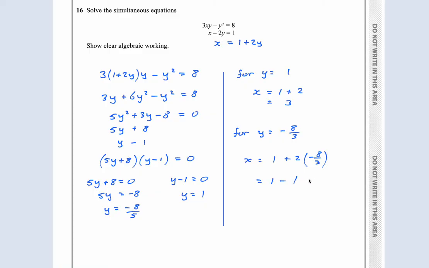1 minus 16 over 3. Sorry, it's 5. What am I doing? Y equals minus 8 over 5. Okay. X equals 1 plus 2 times minus 8 over 5, which is 1 minus 16 over 5. Use your calculator, guys, at any point here if you're stuck. 1 minus 16 over 5 is minus 11 over 5.